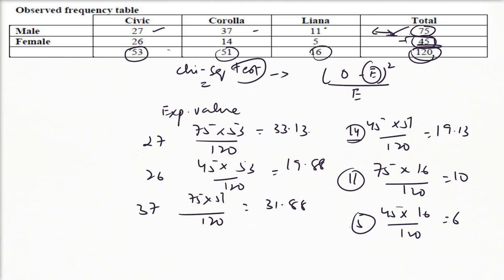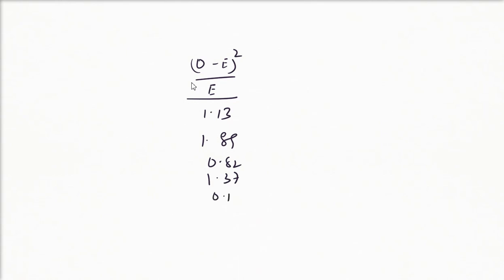After subtracting and calculating, our difference squared divided by E is coming to 1.13, 1.89, 0.82, 1.37, 0.1 and 0.17. Now summing these values, we are getting a value of 5.48.